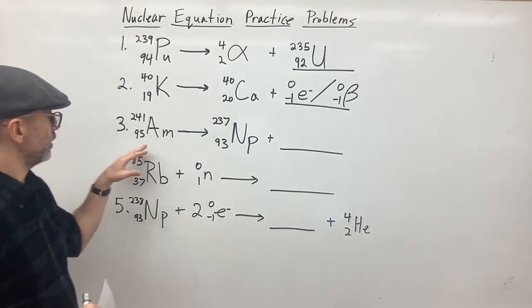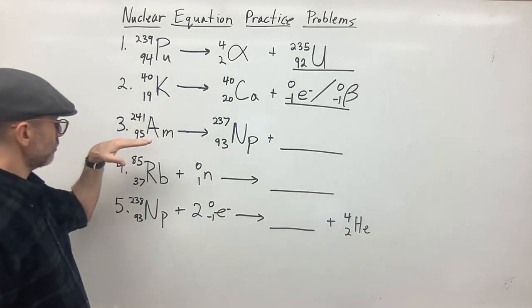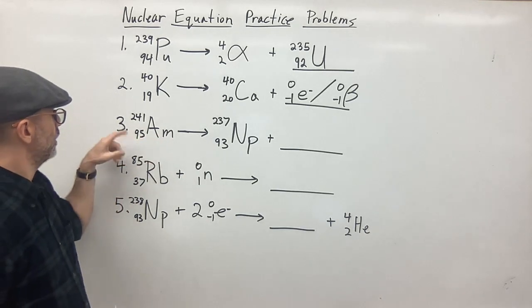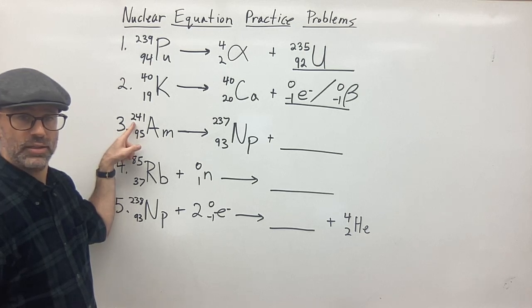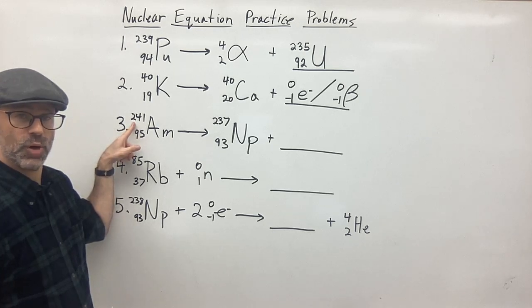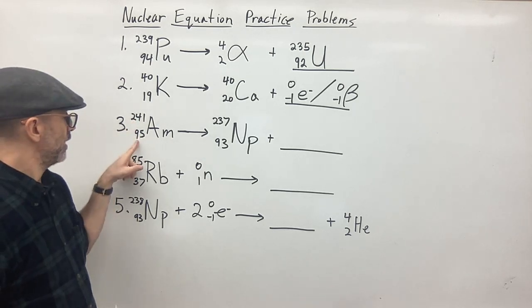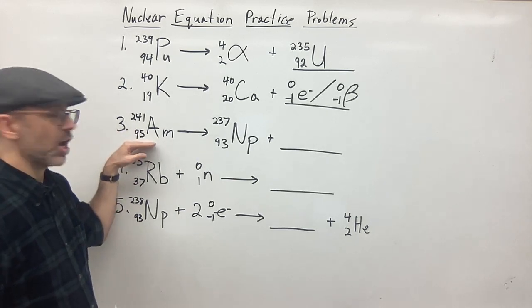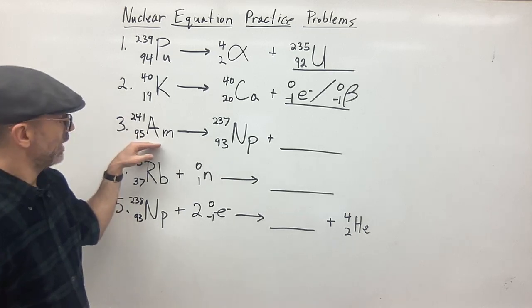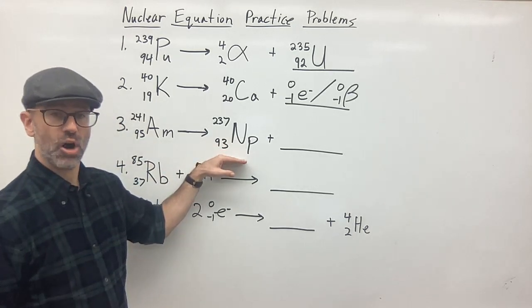Okay, now we have our next one, number 3. So we have Am, and the mass number is 241, so 241 protons and neutrons together, and it has 95 protons. So here's our parent isotope, and it's going to give rise to our daughter isotope.